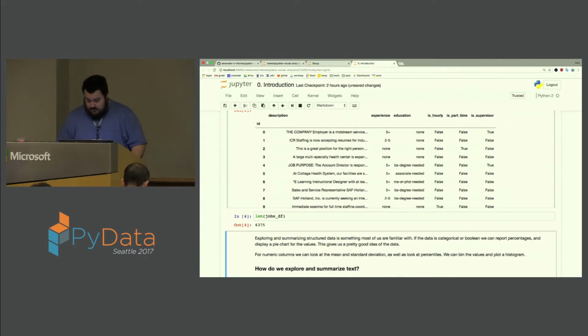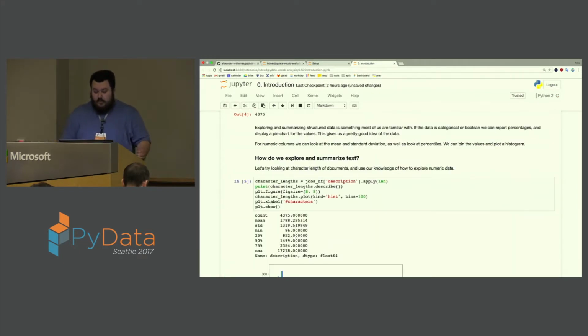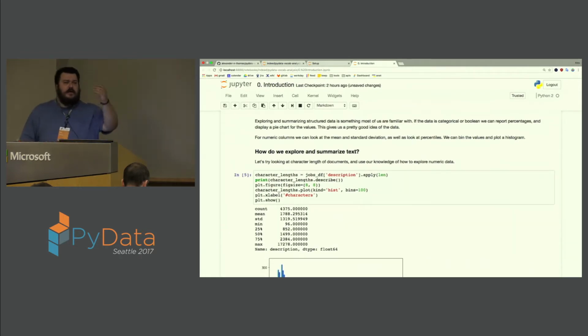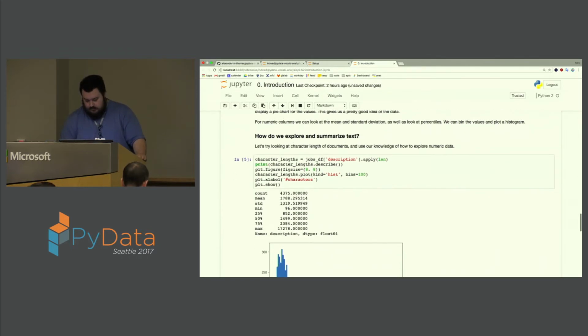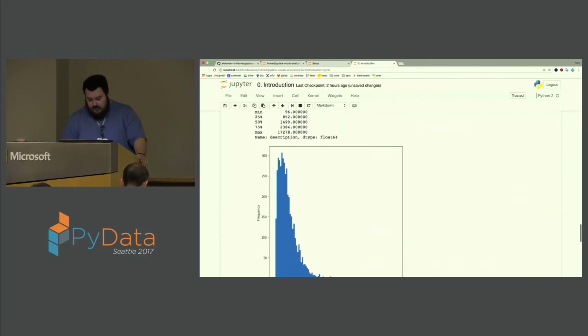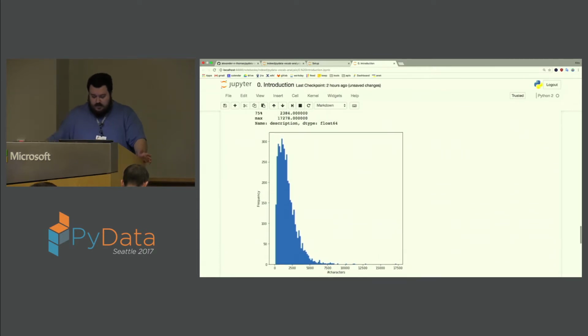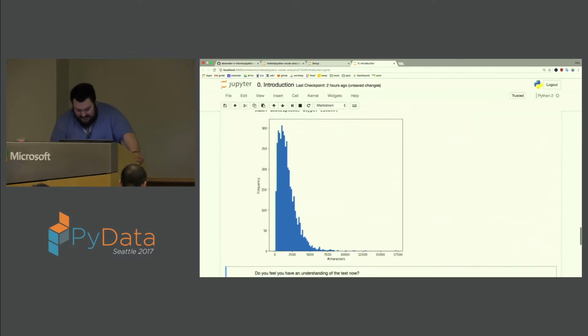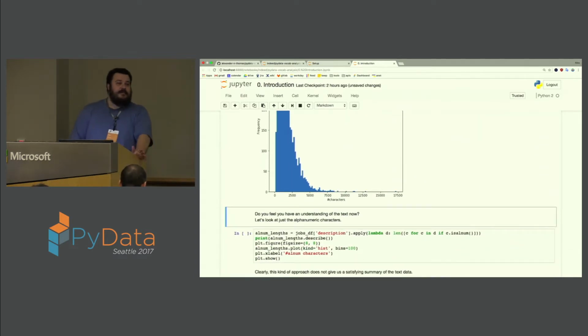So one thing we could do, I'm going to give a simple way of maybe exploring text without having to do any NLP. Let's look at the character distributions, or the character lengths, I should say. So here we have an idea of how many characters are in our job descriptions. Does anyone here think this is a satisfactory exploration of the data? No. Okay, good. Well, clearly the problem is that we have punctuation in there. So let's only look at alphanumeric.